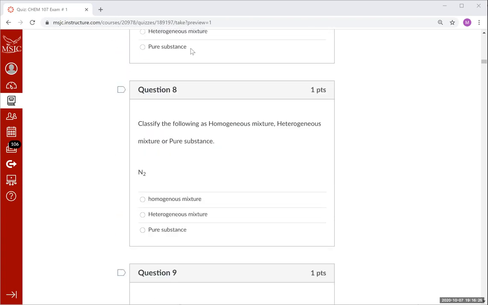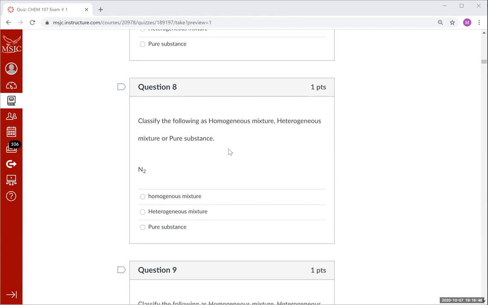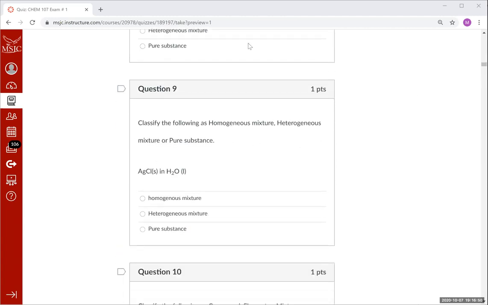case. So we're looking at nitrogen. So nitrogen, is that a mixture or a pure substance? Pure substance. Yep, exactly right. We only have one unique chemical formula as part of this pure substance. Okay, let's look at this next case.